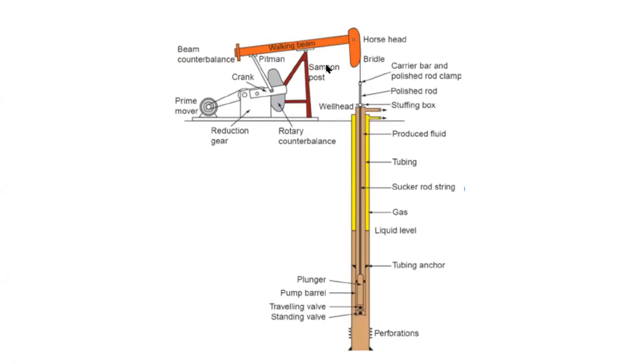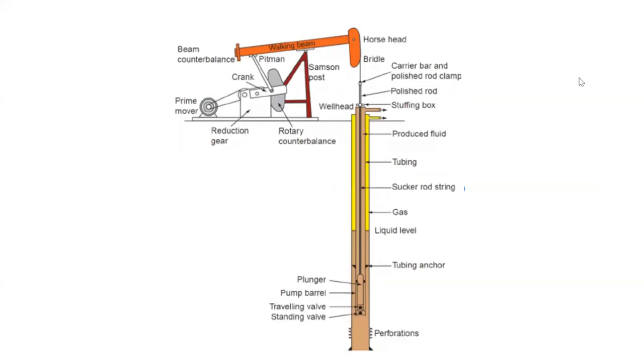It consists of the downhole pump and the surface pump. The surface pump is mainly used to change the rotation movement of the prime mover into a reciprocating movement of the rod and the plunger. So it is a simple positive displacement pump driven by a surface unit, and the surface unit is driven by a prime mover.